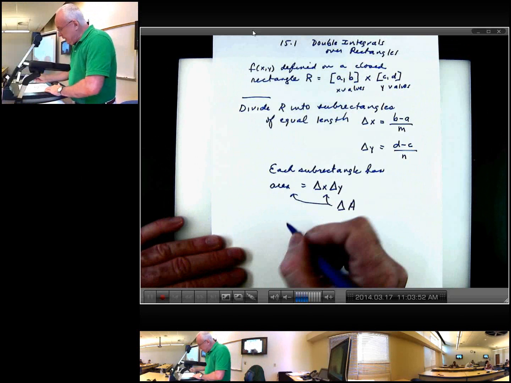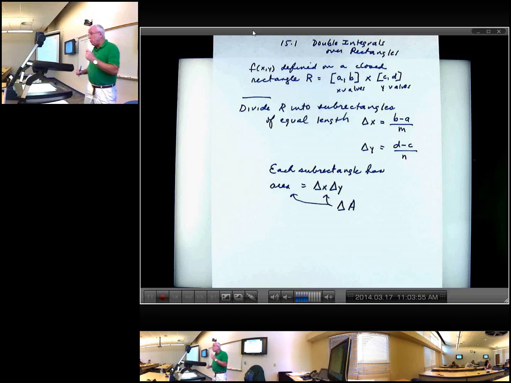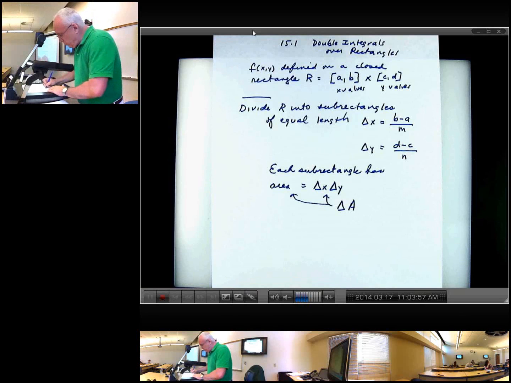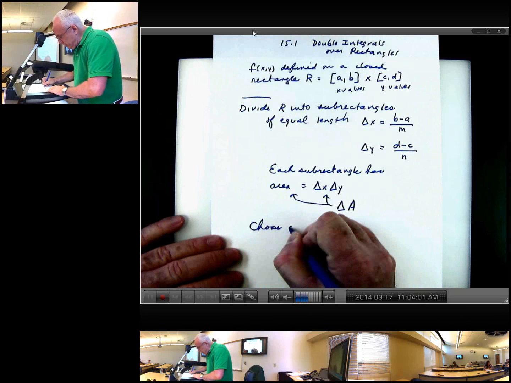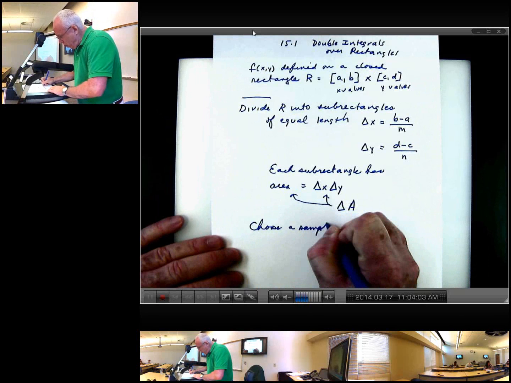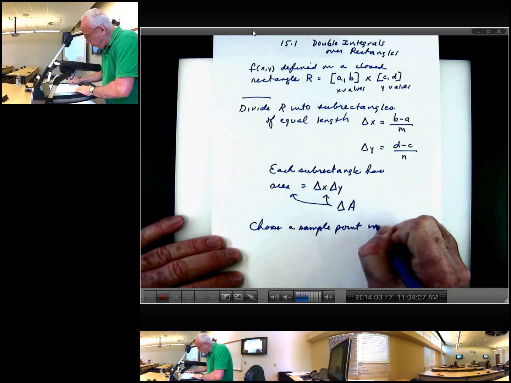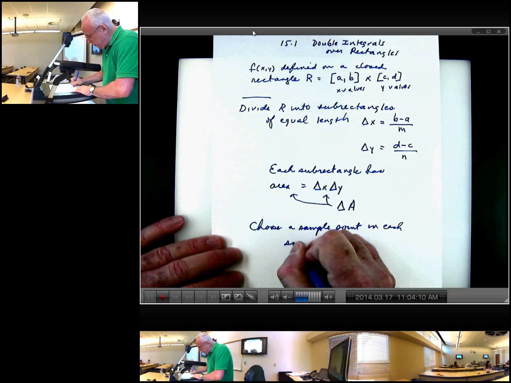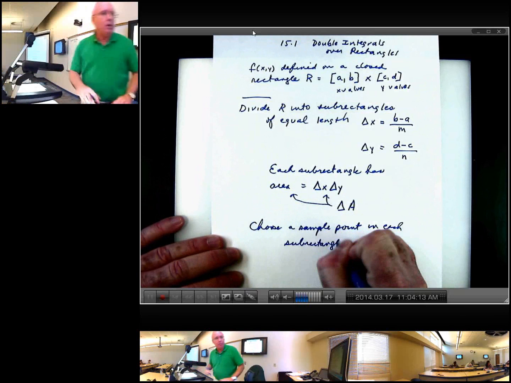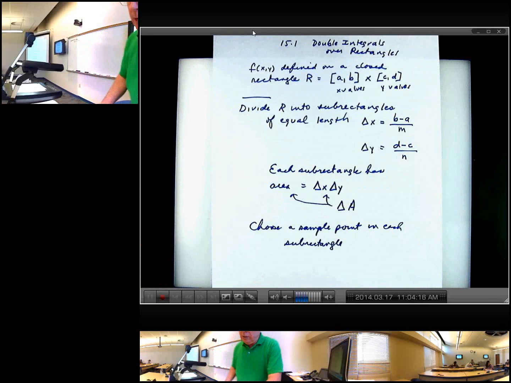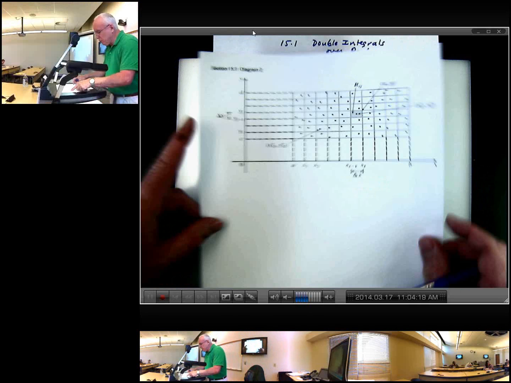And then in each of these subrectangles, we choose what's called a sample point. Choose a sample point in each subrectangle. All right. Okay. So here is the type of thing that we're doing here.